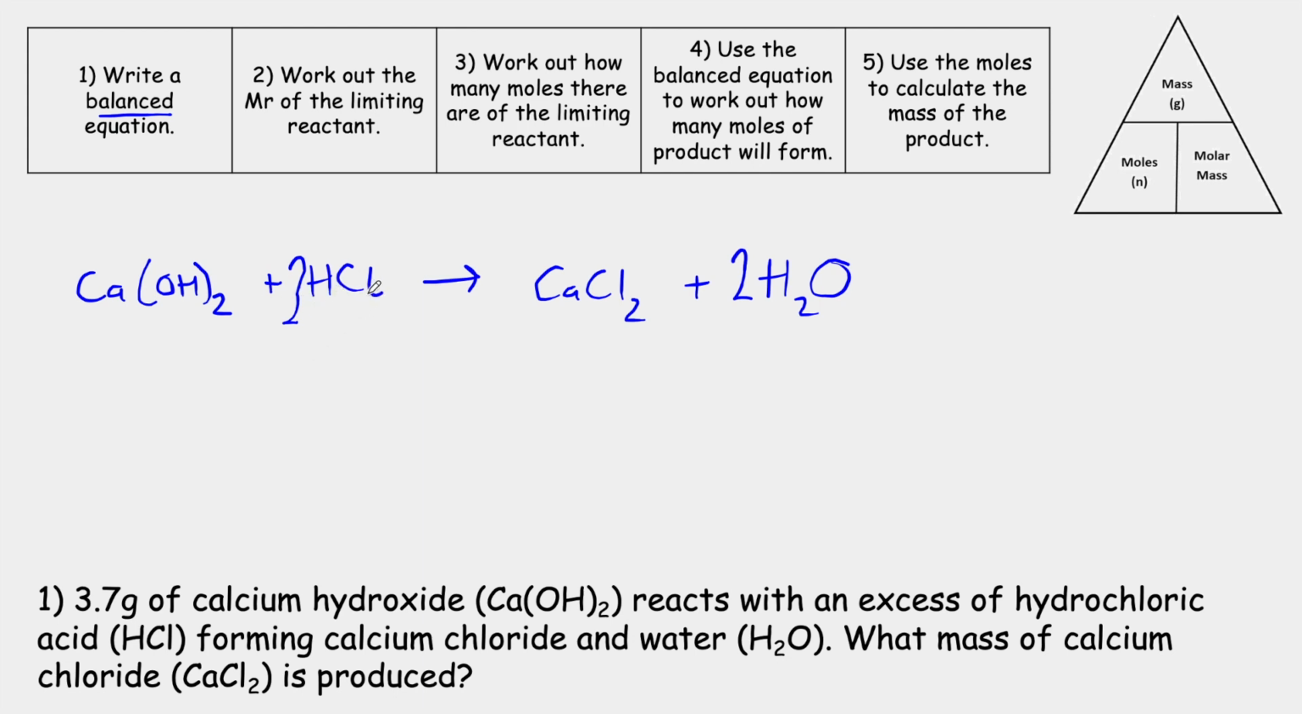Now finally the chlorines, we've got 2 chlorines on the left, 2 on the right. So we're balanced now. Now the next thing to do is work out the MR of the limiting reactant or the limiting reagent. Well, we know that because if we look at the question, we'll see that hydrochloric acid is in excess. So the other one must be the limiting reagent, which is this one here.